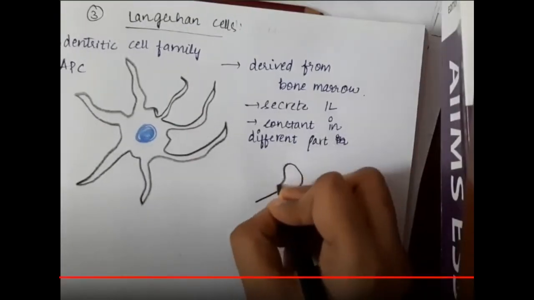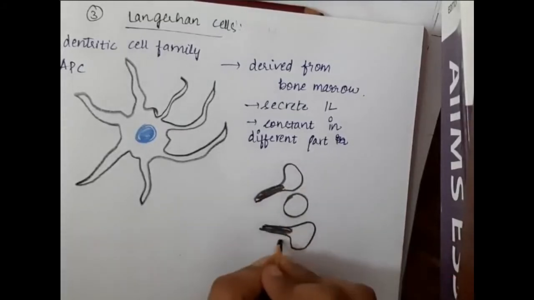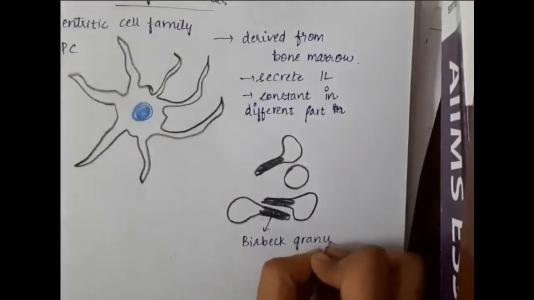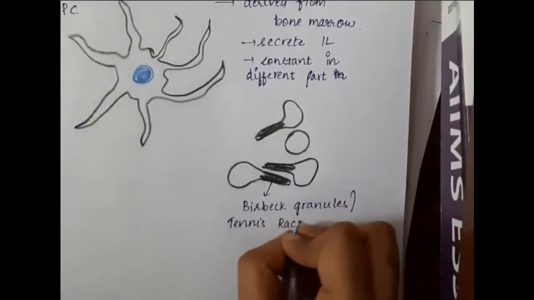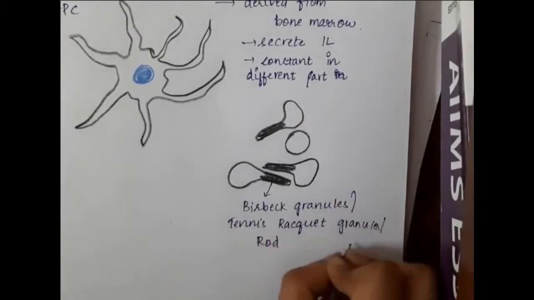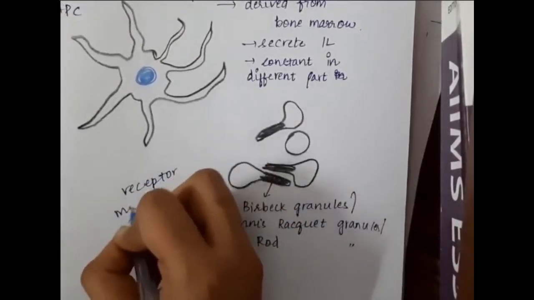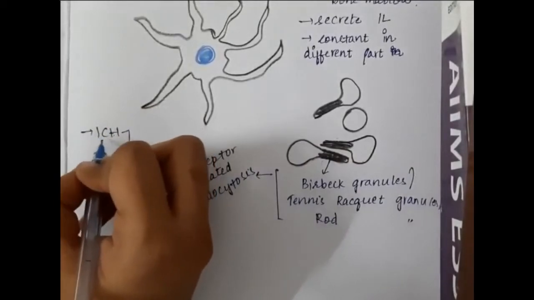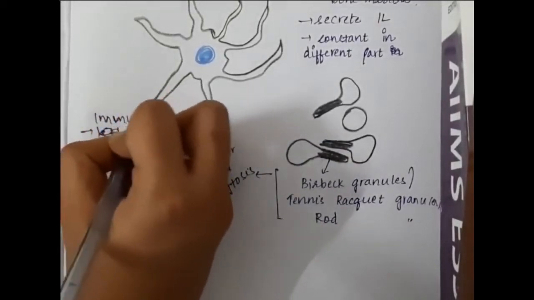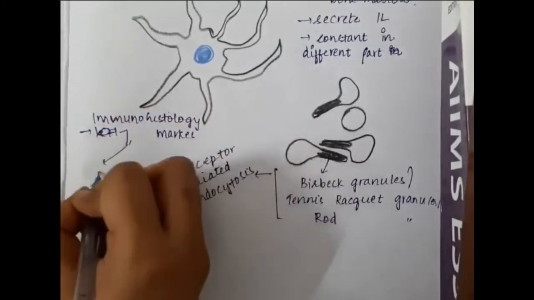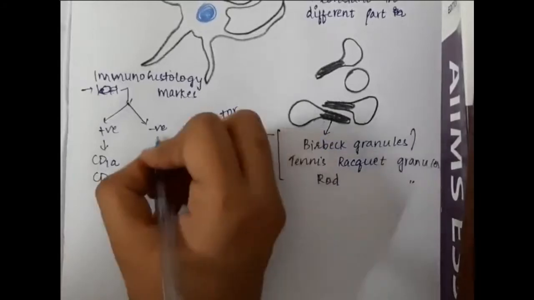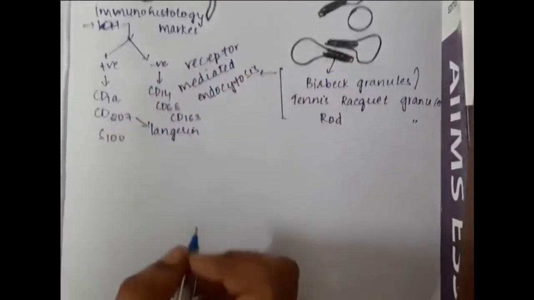One important thing is the granules you see in Langerhans cells, which are seen on electron microscopy. These are called Birbeck granules, or tennis racket granules, or rod shaped granules. These granules are mainly used in receptor mediated endocytosis. Now the immunohistochemical markers for Langerhans cells are very important. Langerhans cells are positive for CD1a, CD207 and S100. CD207 codes for Langerin, and they are negative for CD14, CD68 and CD163.